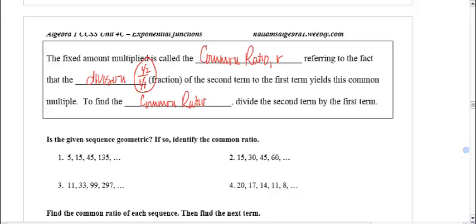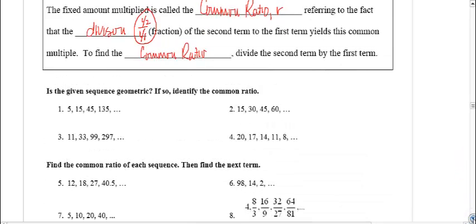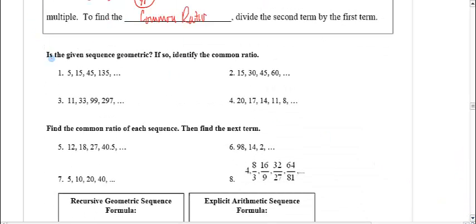So if we're going to use that idea on the next example, it says, is the given sequence geometric? If so, identify the common ratio. We're going to do kind of what we were doing up top, and take the second term, so 15 here, and divide it by 5, which is not too hard to do in our heads. We're going to find out that it's 3. And we're going to continue that pattern all the way down. 45 divided by 15, again, it's 3, and then 135 divided by 45. Without a calculator, I'm just going to tell you that it is 3.